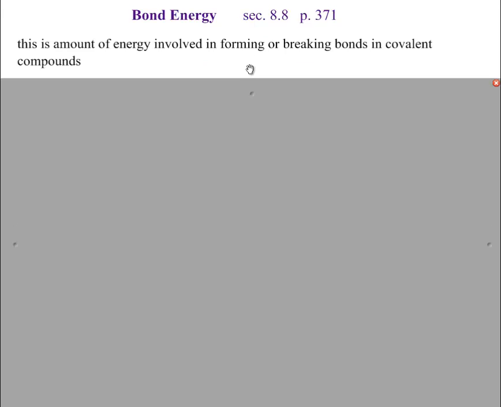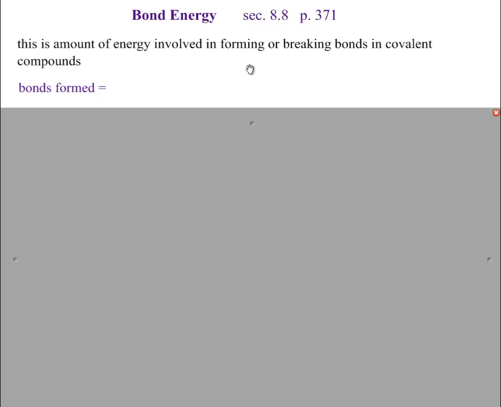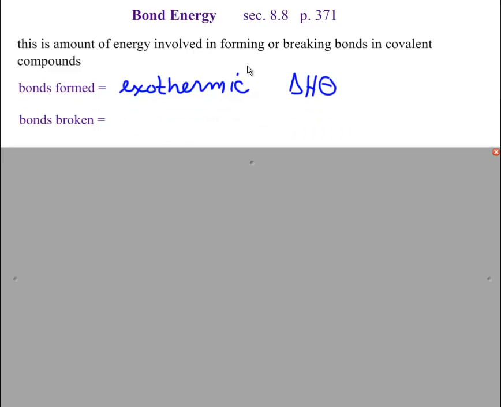Bond energy is the amount of energy that's involved in forming bonds or in breaking bonds, and we're looking at covalent compounds when we're looking at bond energy. When bonds are formed, we have an exothermic process going on. Energy is given off. So generally bonds are formed when we have products being formed, and so energy is going to be given off during that part of the reaction. When bonds are broken, usually that happens to the reactants, and this tends to be an endothermic process. So it requires energy to break those bonds.